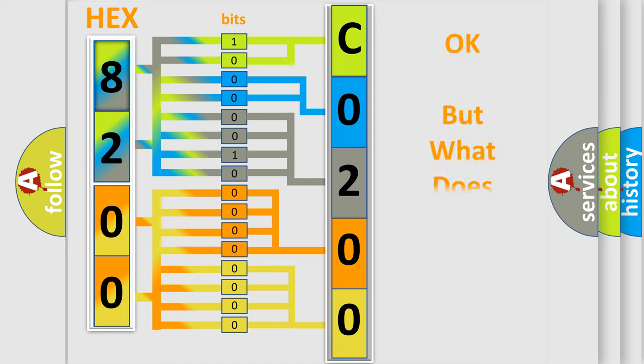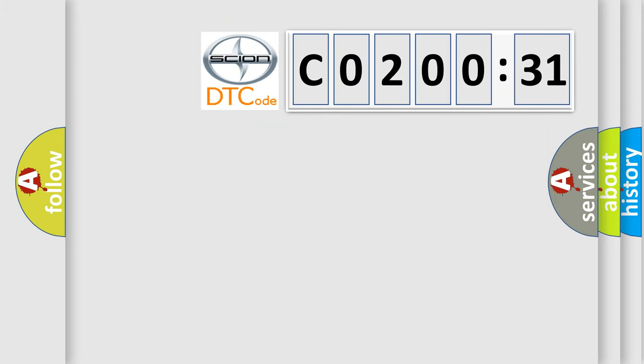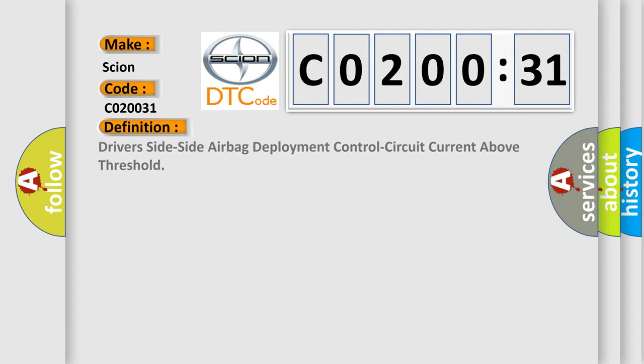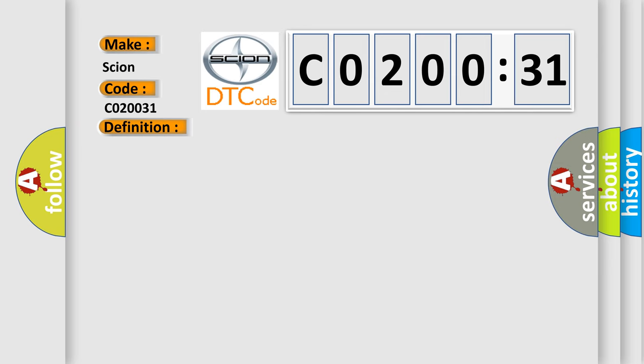The number itself does not make sense to us if we cannot assign information to what it actually expresses. So, what does the Diagnostic Trouble Code C0200-31 interpret specifically for Scion vehicles? The basic definition is: driver side airbag deployment control circuit current above threshold. And now this is a short description of this DTC code.